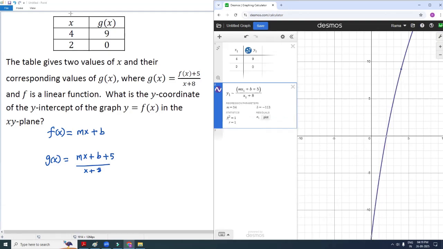Okay, here I got the value of b, that is negative 1 and 13. Already we know that this b gives the y-coordinate of the y-intercept of the linear function f of x. So it is negative 1 and 13.